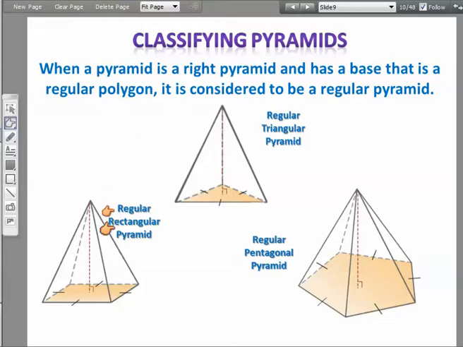This is a regular rectangular pyramid. Now remember, a rectangle that has congruent sides is a square, so we could also call this a square pyramid. A regular pentagonal pyramid, and look, all 5 sides are going to be the same length.